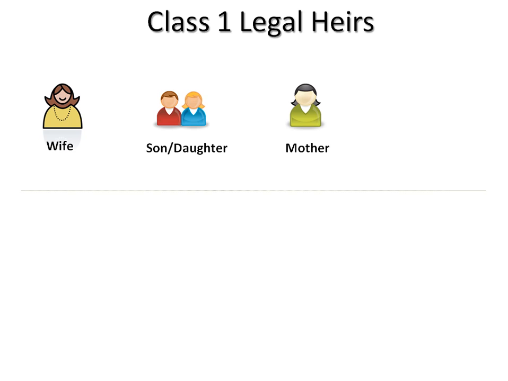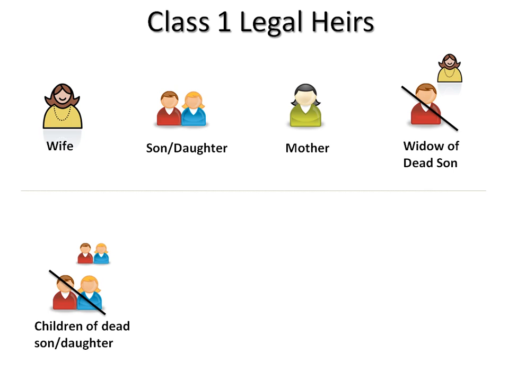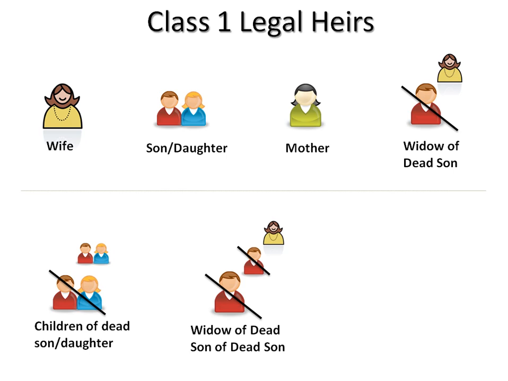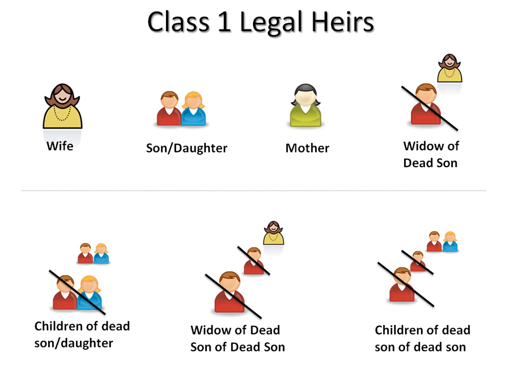Let us understand who belongs to class 1 legal heirs. Wife, son and daughter, mother, widow of a dead son, children of a dead child like grandchildren, widow of a dead son of a dead son, and then children of a dead son of a dead son. These are the seven kinds of relationships which come into class 1 legal heirs.